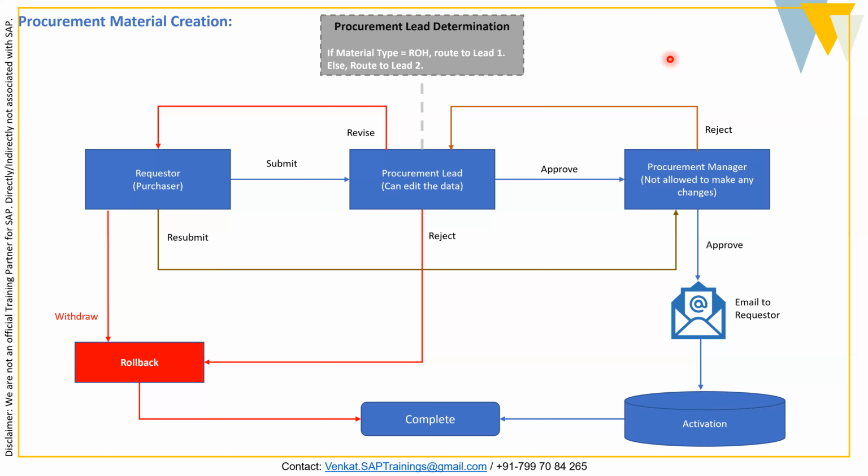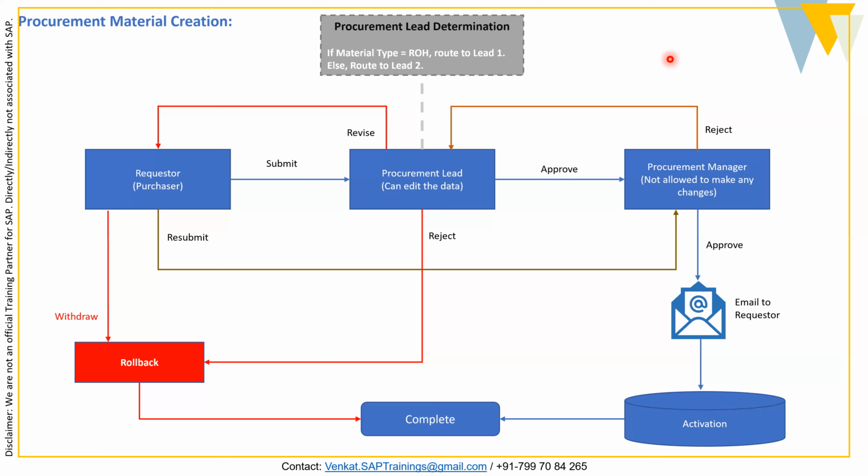So we design a 3-step process flow for this. Once the purchaser submits the CR, we need to route this to the procurement lead in the BRF Plus application. There we need to determine the procurement lead based on the material type. For that, we need to implement one dynamic agent selection BAdI. There we read the material type, and then we determine who can be the procurement lead based on the business requirement. We route the workflow to the respective lead 1 or lead 2.